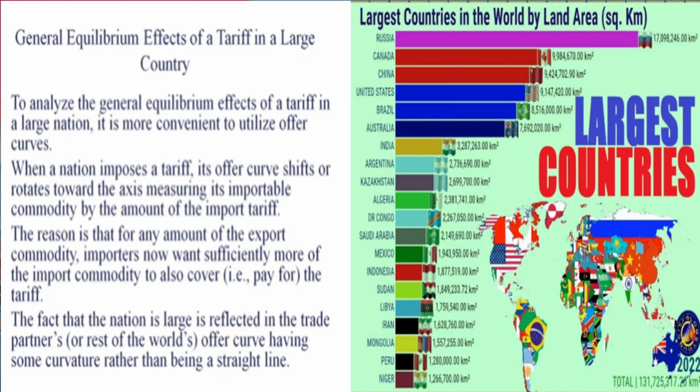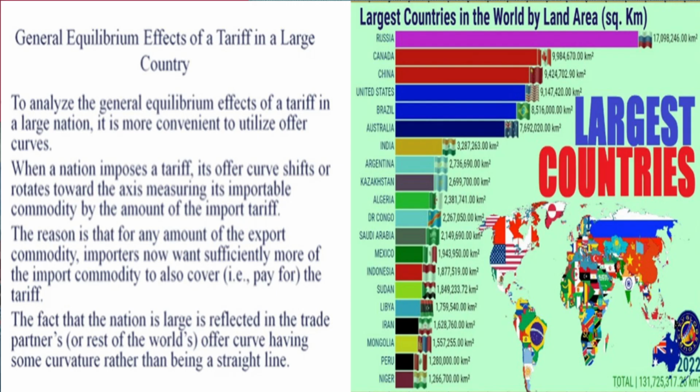So the general equilibrium effects of a tariff in a large country: basically we analyze the general equilibrium effect of a tariff in a large nation. It is more convenient to utilize offer curves. When a nation imposes a tariff, its offer curve shifts or rotates towards the axis measuring its importable commodity by the amount of the import tariff.